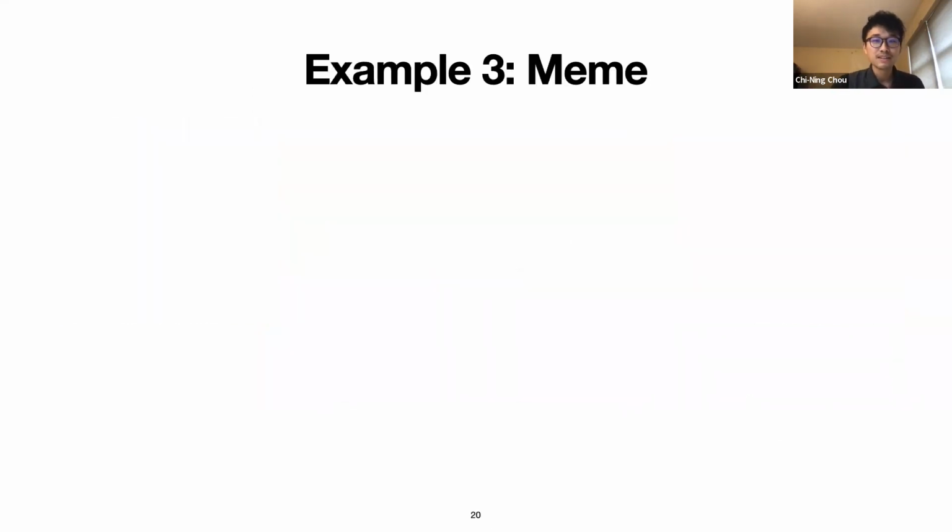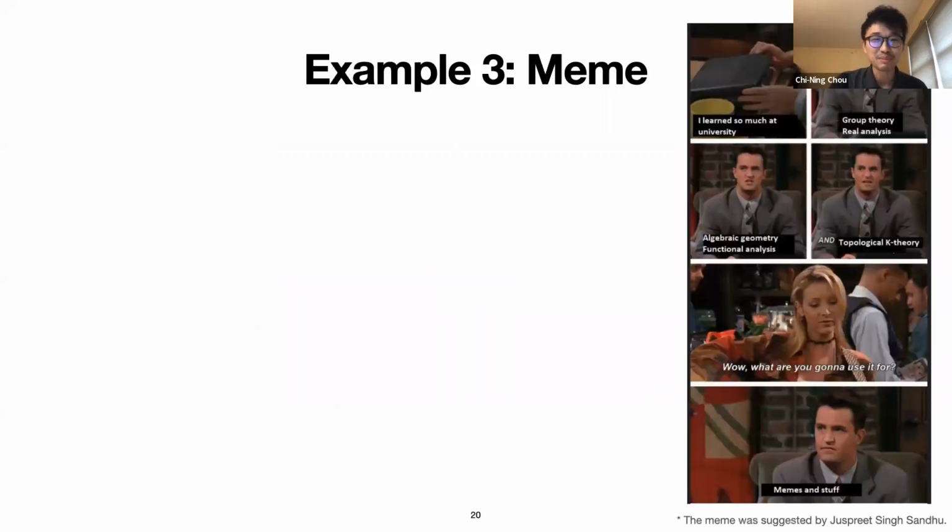Okay. And finally, comes maybe people's favorite examples: memes. Thanks to Jaspreet for providing this meme, because Jaspreet is the friend I know who knows lots of memes. And this is a very good meme about mathematics. But how do memes really relate to natural selection?